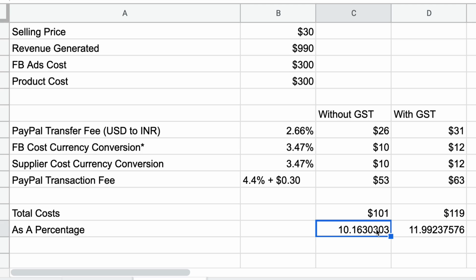With GST, it comes out to $119 of your total revenue generated. So here's the important picture, guys. As a percentage, you are basically saying bye-bye to 10.16% without GST. Let's just consider with GST because that is the real picture. So about 12% of your entire revenue you're losing out. That is a big amount: $119 out of $990 is 12% of your entire revenue. You are basically losing out. This revenue you will never even see.